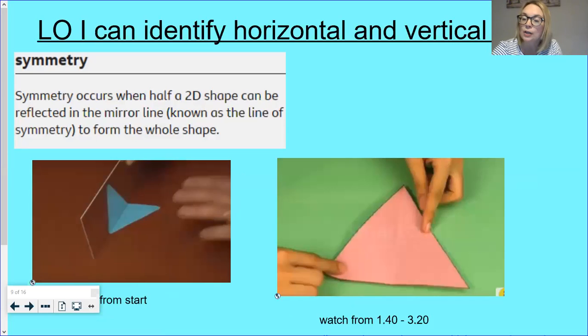So pause the video. You'll find the links on the webpage to the videos that you need to watch now. The first one you watch from the start. The second one, you can watch it from the start, but if you can watch it from 1 minute and 40 seconds to about 3 minutes and 20 seconds, that's the important part for your learning. Okay, so pause me, watch those videos, and then come back.